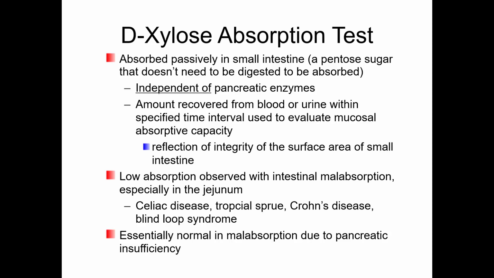Low absorption is observed with intestinal malabsorption, especially in the jejunum. Celiac disease, tropical sprue, Crohn's disease, and blind loop syndrome are all indicated with low absorption. It is essentially normal in malabsorption due to pancreatic insufficiency. Because the pancreas isn't involved, if there is pancreatic insufficiency and D-xylose levels are evaluated when it's consumed, they will be measured in normal concentrations in the blood afterward.